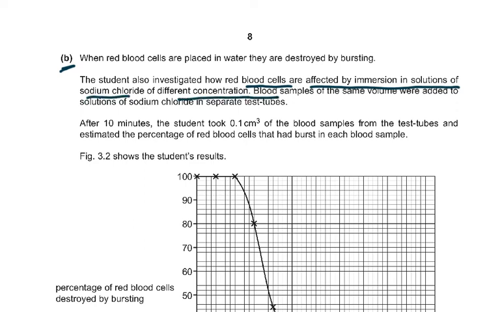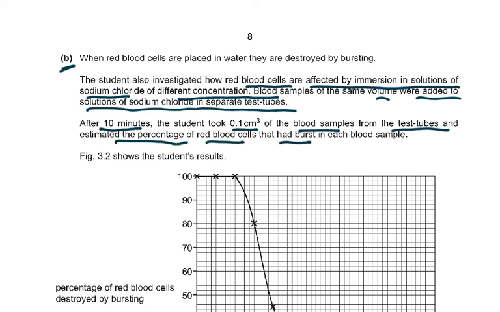Blood samples of the same volume were added to solutions of sodium chloride in separate test tubes. After 10 minutes, the student took 0.1 cm³ of the blood sample from the test tube and estimated the percentage of red blood cells that had burst in each blood sample. Percentage. It didn't say 2 cells have burst, or 5 cells. So they must have measured, say, 20, 30, 40 and then seen how many of them burst. So the student estimated the percentage of red blood cells: 10%, 20%, 30%.